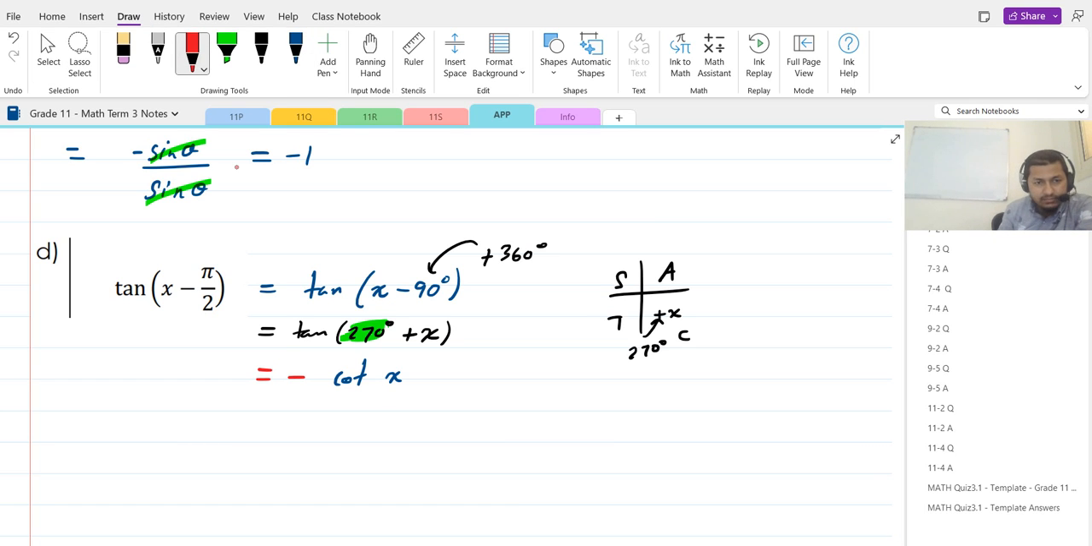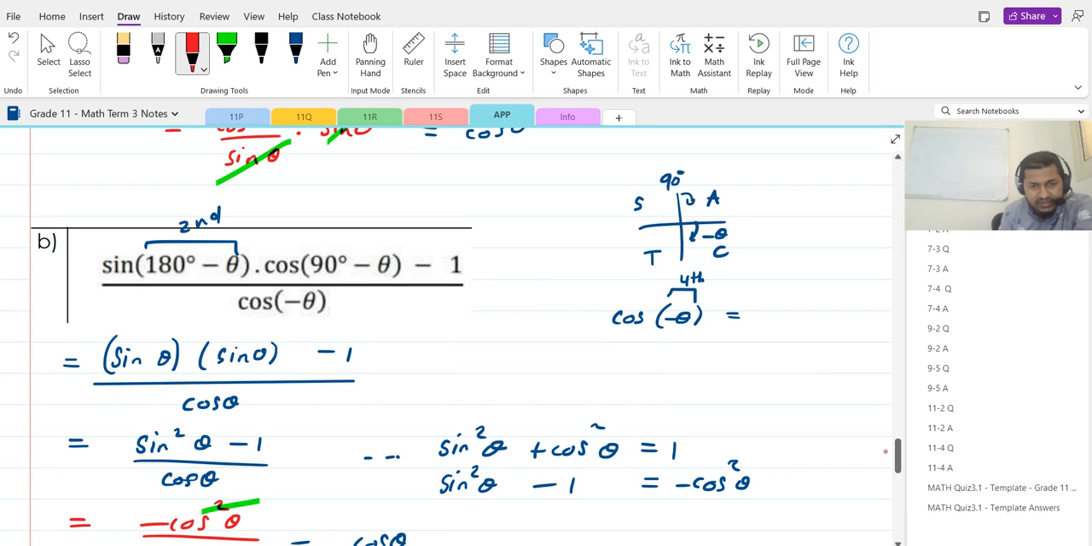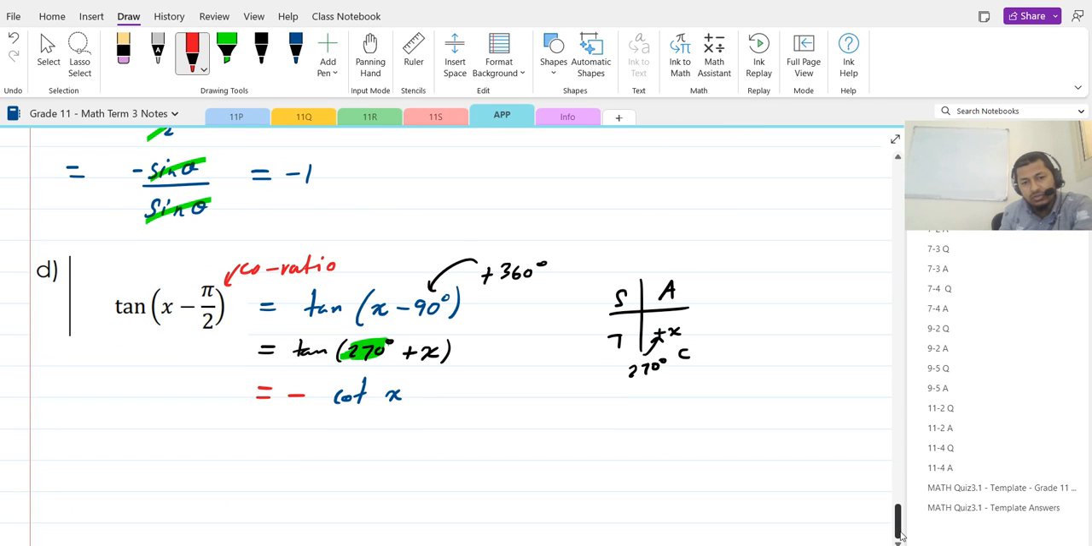Next one. Remember, I could have determined from the outset that this was a co-ratio problem because of the 90. Co-ratio or same ratio, that's it. Like this one, same ratio, same ratio. What about this one here? Same ratio, co-ratio. It's either same ratio or co-ratio. Just determine the signs using quadrants. Next problem, E.